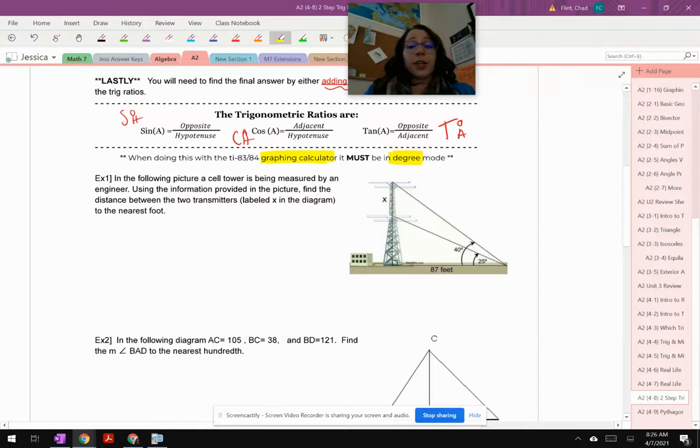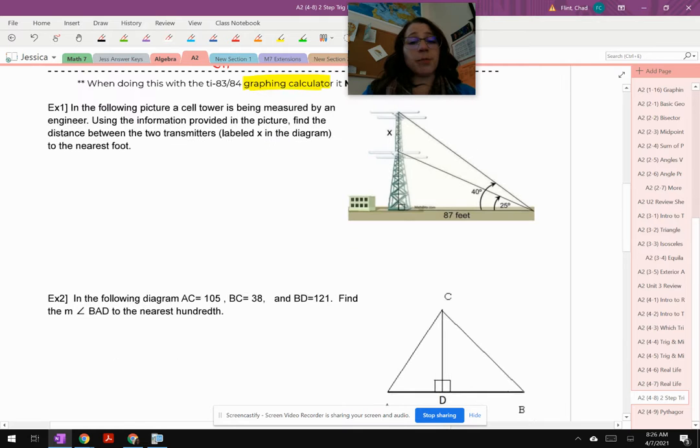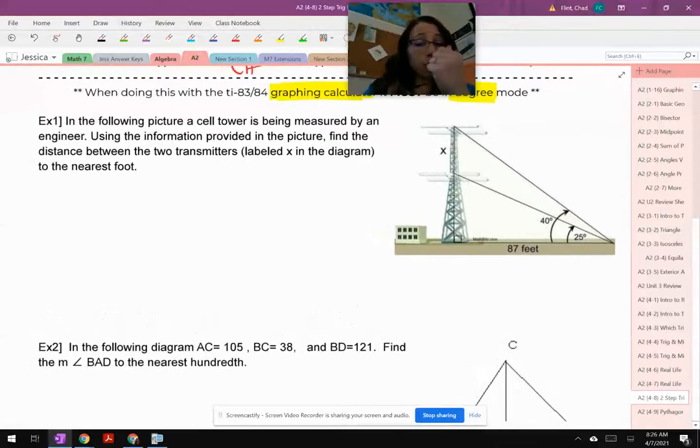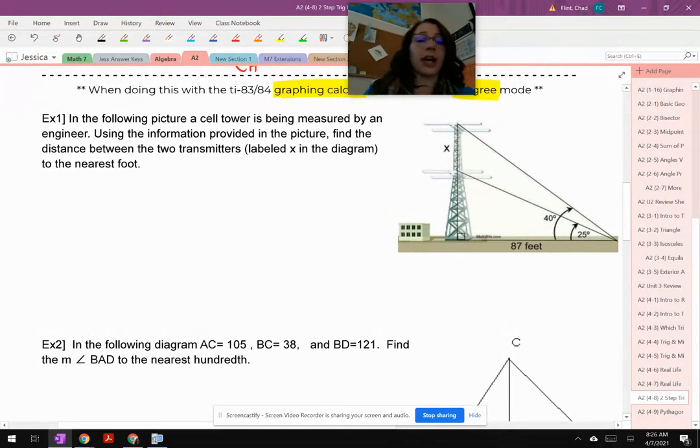Example 1 here. The good thing about these two-step problems is that you're not going to have to draw your own diagram. I'm always going to give you the diagram. In the following picture, a cell tower is being measured by an engineer. Using the following information in the picture, find the distance between the two transmitters labeled X in the diagram to the nearest foot. Okay, so not too much to make sense of here.